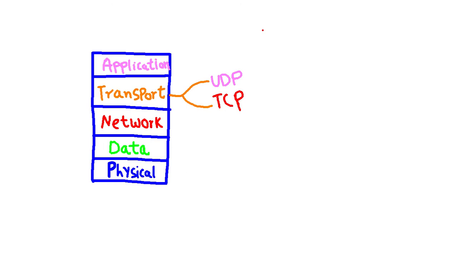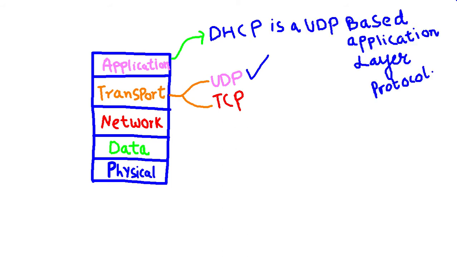In the transport layer, we have these 2 famous protocols called User Datagram Protocol and Transmission Control Protocol. What we'll be talking about is UDP, because UDP is related to DHCP. DHCP is a UDP-based application layer protocol.